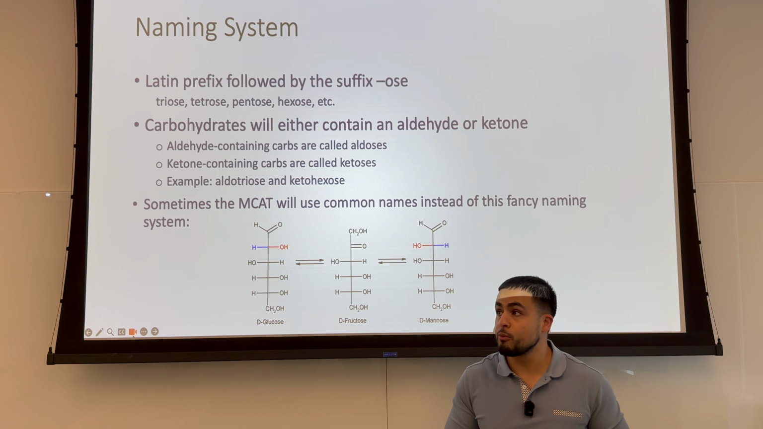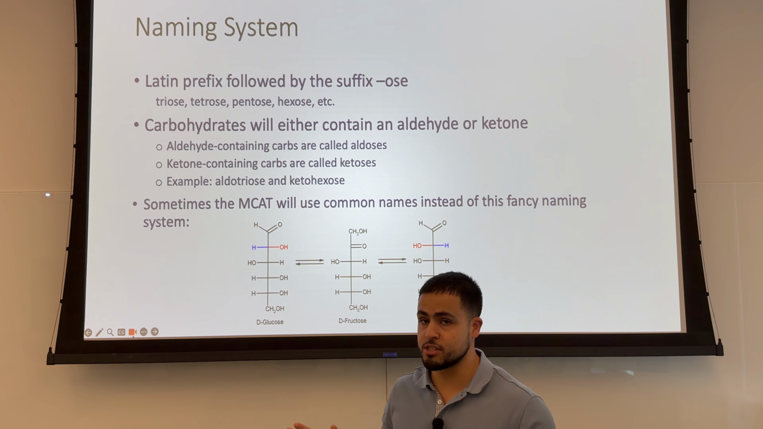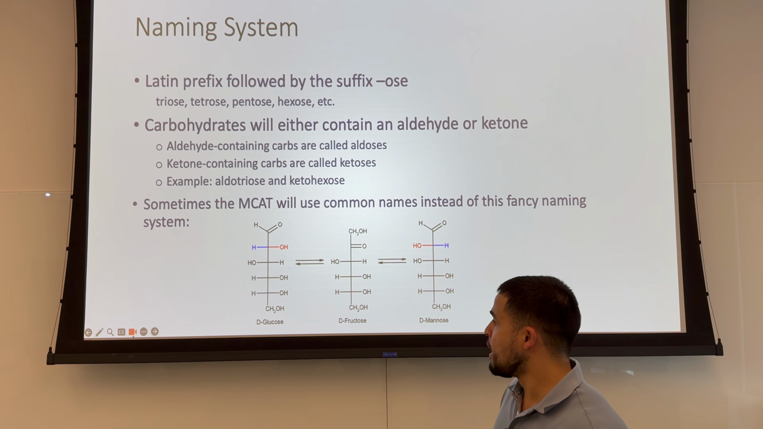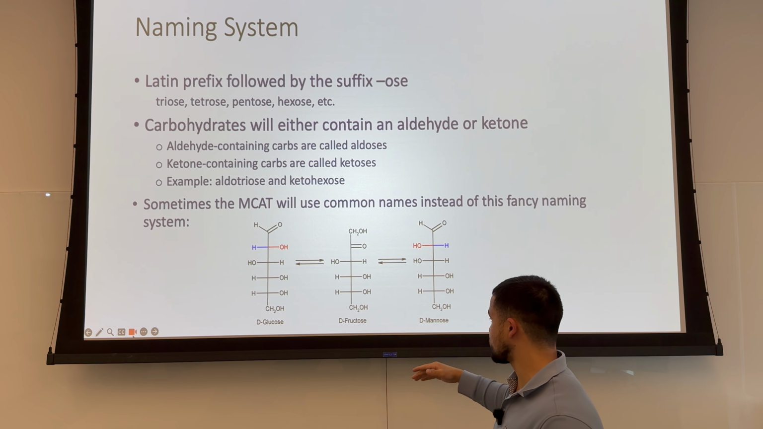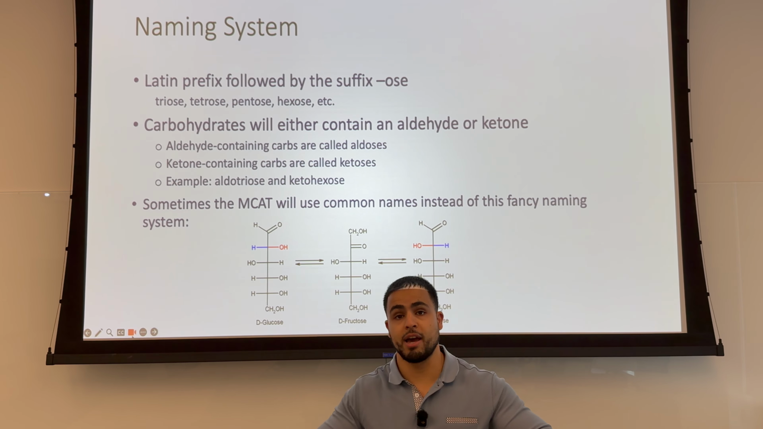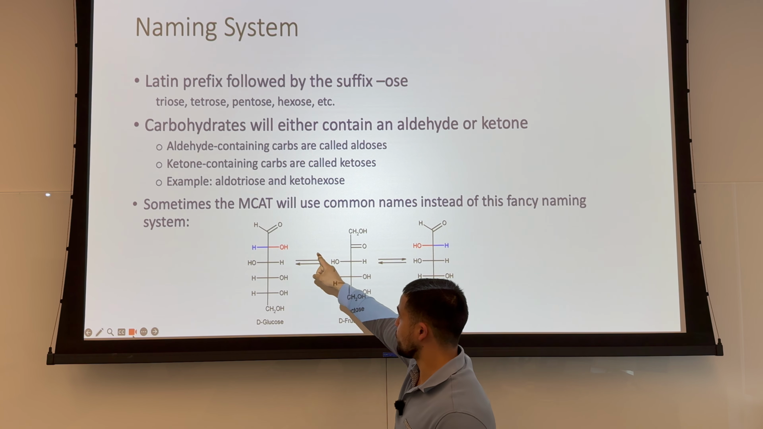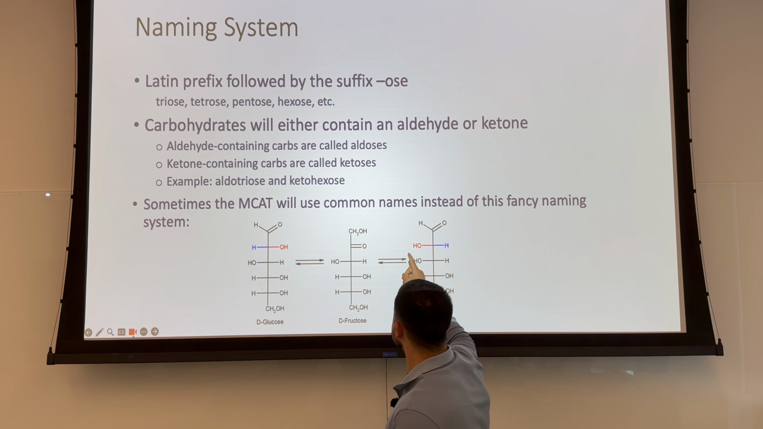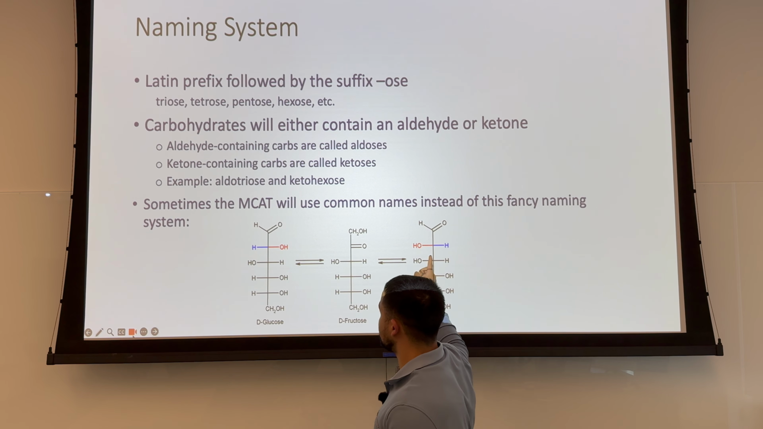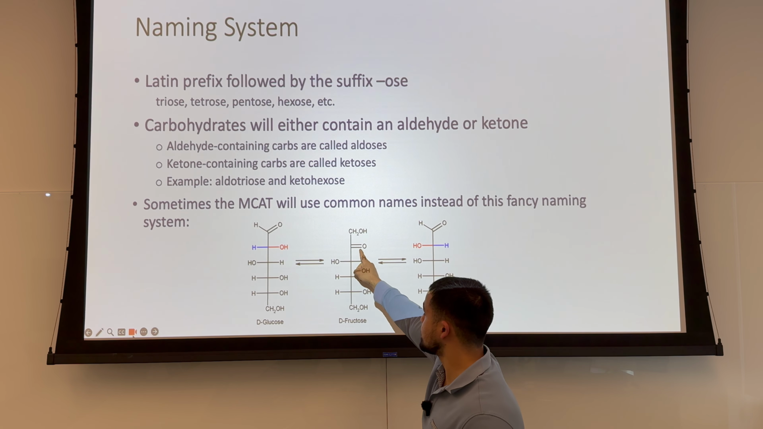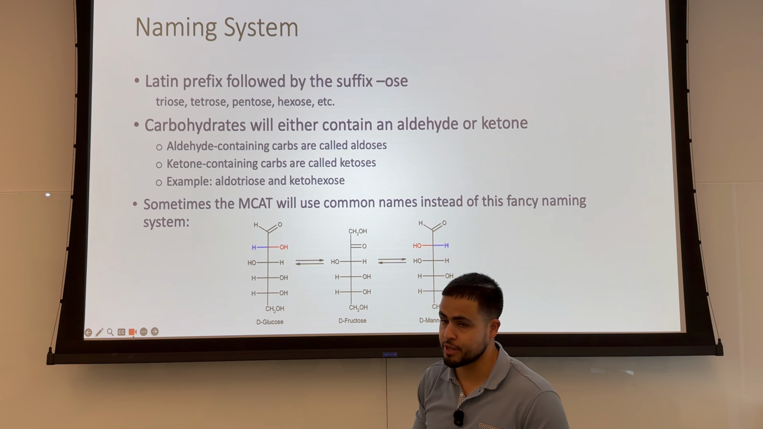Now, sometimes the MCAT will use common names instead of this fancy naming system. So for example, glucose, fructose, and mannose are here just named by their common names. And just note over here how these are aldoses because they have an aldehyde, whereas fructose is a ketose because it has a ketone over there.